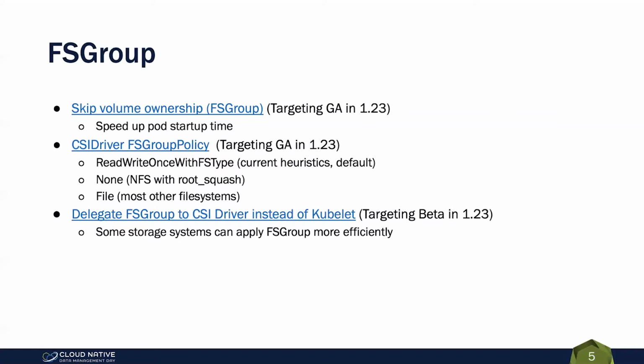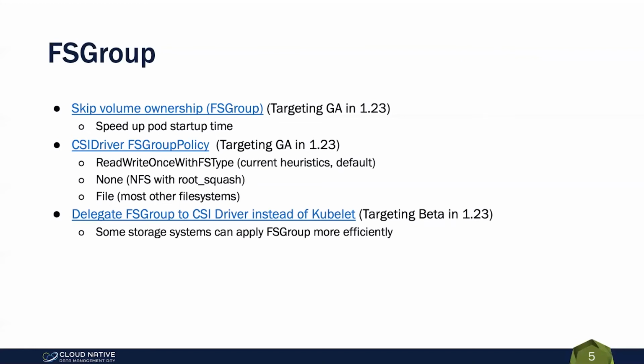By default, it is ReadWriteOnceWithFSType. That is the current heuristic, to support backward compatibility. If it is set to none, it means we don't want to apply FSGroup. This is for NFS with root squash or other storage backends that do not support FSGroup at all. If it's set to file, it means Kubernetes should apply FSGroup. This should be the setting used by most CSI drivers. This feature is targeting GA in 1.23 release.